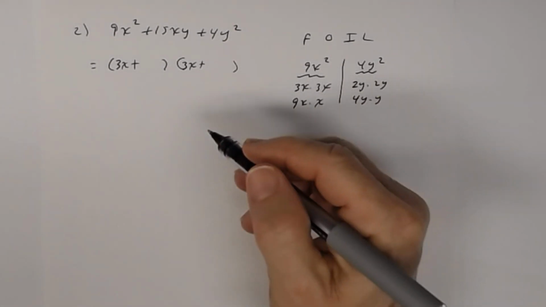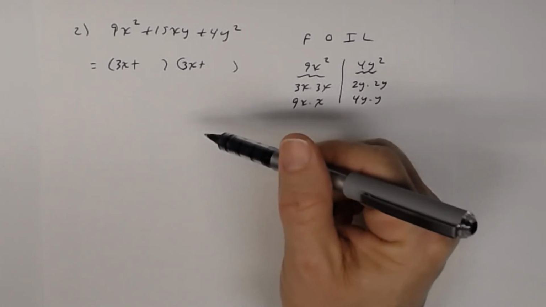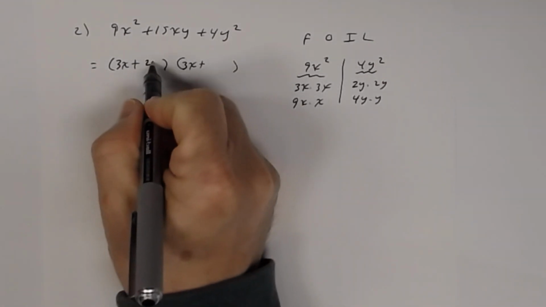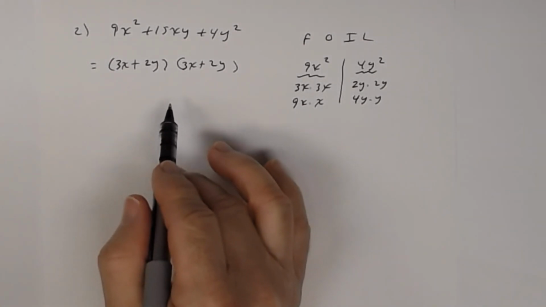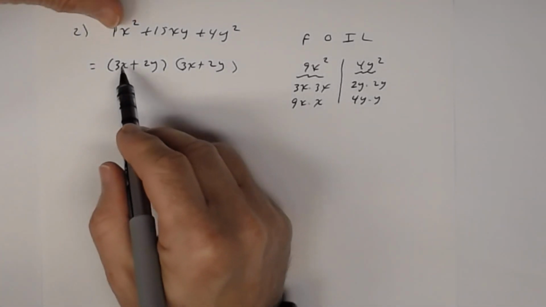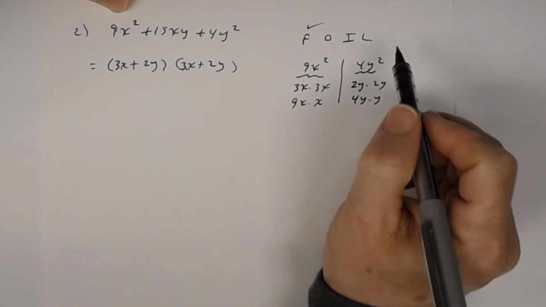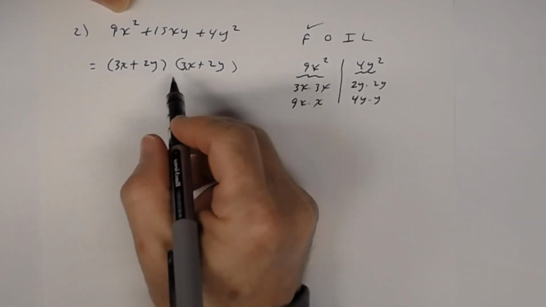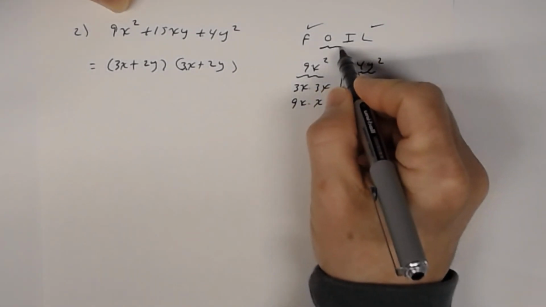Now again, the more practice you do with these, the better you become. So if I do 2y and 2y, and again, you would FOIL this out, right? To check it. Always check. So let's see what we get. 3x times 3x, 9x squared. So I'm good with the first. The last, 2y times 2y is 4y squared. So far I'm good. Now let's do the outer and the inner.